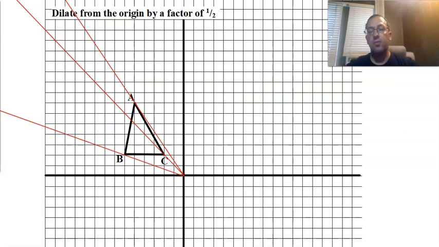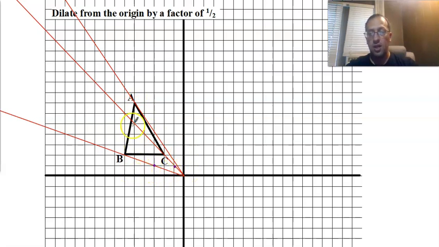Here we want to dilate from the origin by a factor of 1/2. So I already drew these in. What this means is my scale factor is 1/2. I want each of these new points to be half as far from the origin. So this one was left 2 up 2. Half of that would be left 1 up 1. Right there. B was left 6 up 2. Half of that would be left 3 up 1.